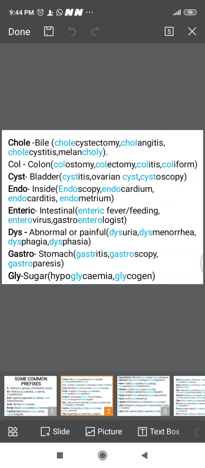So another prefix you have here is dys. Anywhere you see this, it means abnormal or painful. Example, dysuria: dys painful, uria urine, that is painful urination. Dysmenorrhea: dys means painful, men is talking about menstruation, while rrhea is discharge, that is painful menstruation. We have dysphagia. Dysphagia means abnormal or painful. Phagia is talking about swallowing, that is difficulty in swallowing.